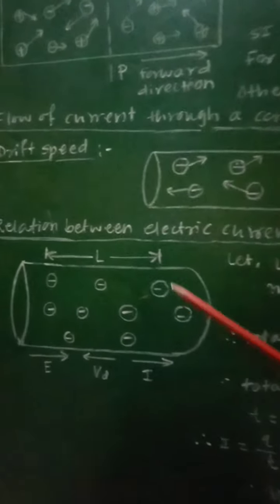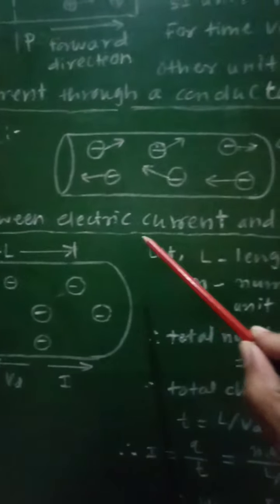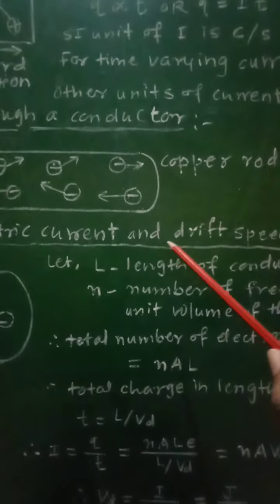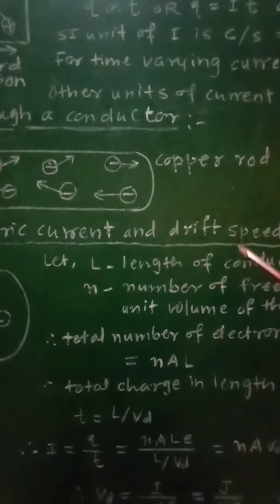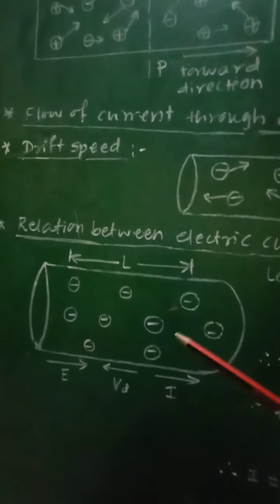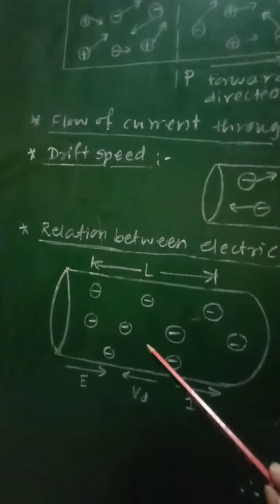And now we have to obtain the relation between electric current and the drift speed. How electric current I and drift speed Vd are related with each other. For that purpose, again let us consider a section of the conductor.